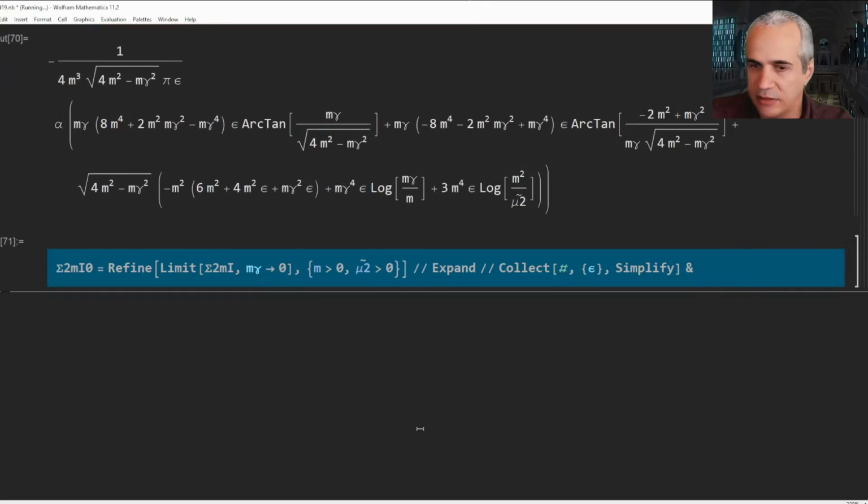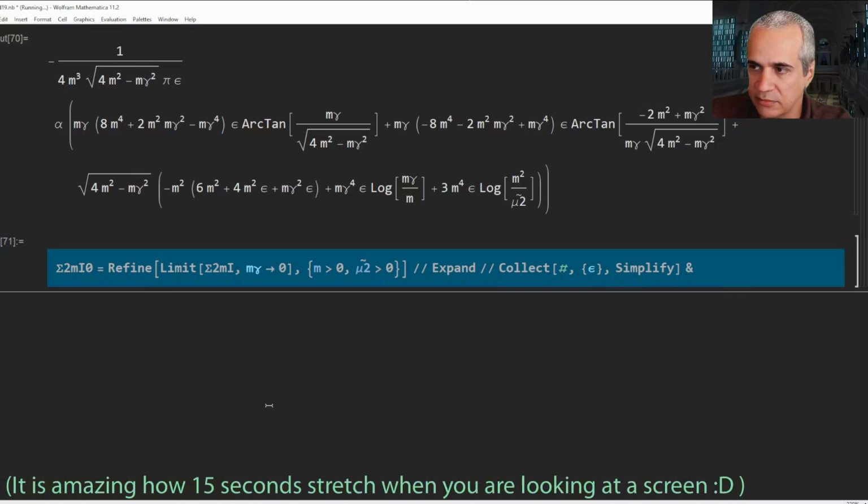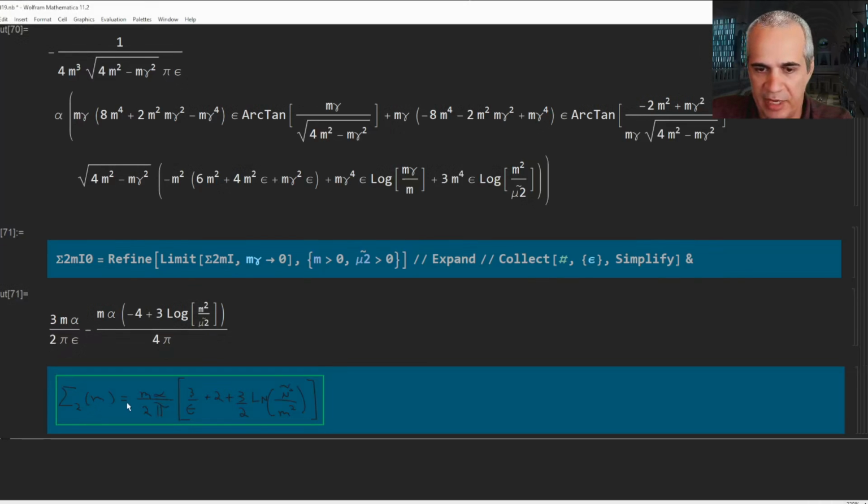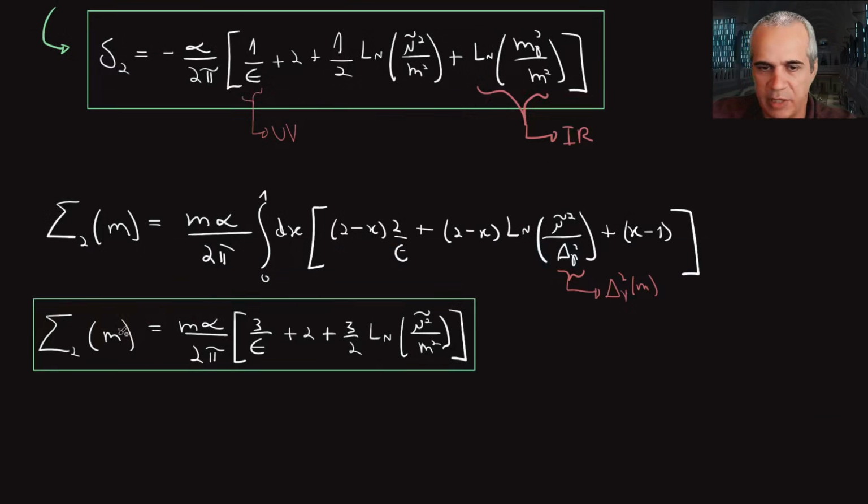Let's see what it does. This one takes a few seconds. I hope I don't have to cut the video. And there it is. So that's a pretty simple expression, and that gives me the sigma 2 of m, which is written right here. And you see it's regular. I actually took the limit of this going to 0, and I have no infrared divergences right here. So now I have this expression for sigma 2.